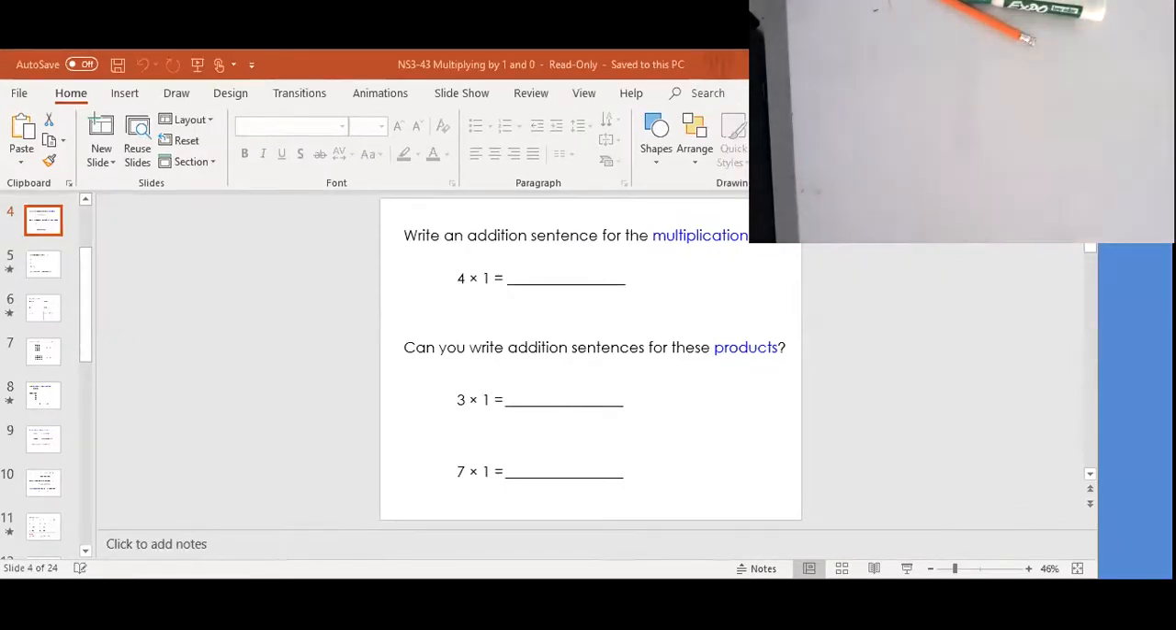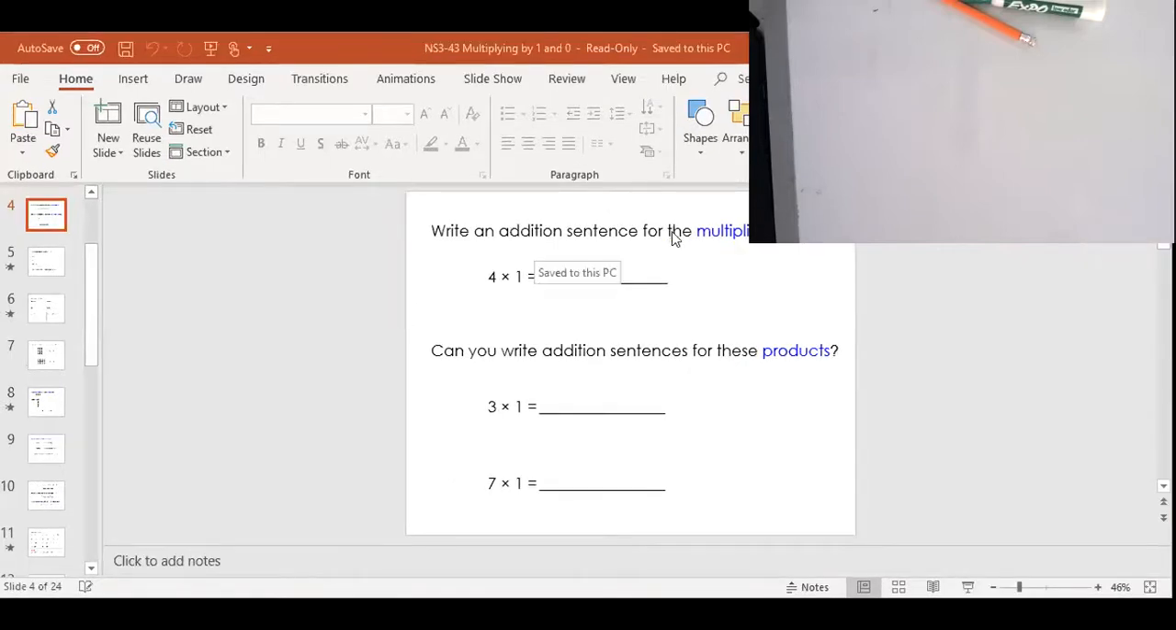So the first thing it says right here is write an addition sentence for the multiplication 4 groups of 1. So I've got 4 groups of 1. Now that means I'm going to make an addition sentence. So I have to do 4 groups of 1. So 1 group of 1 plus 1 plus 1 plus 1.